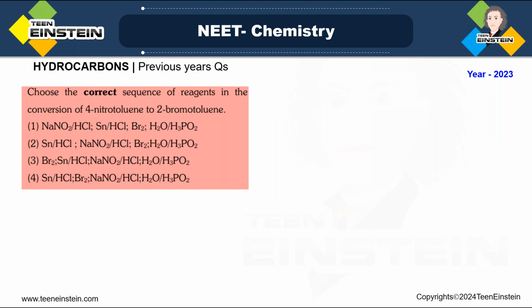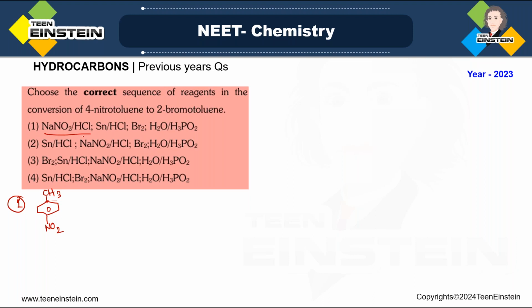Choose the correct sequence of reagents in the conversion of 4-nitrotoluene to 2-bromotoluene. So what is 4-nitrotoluene? We'll start with 4-nitrotoluene and try to apply all the reagents one by one so that we can choose which one is actually correct. At the 4 position CH3 and at the other position NO2. So this is 4-nitrotoluene. Now suppose you are following option 1, why is it absolutely not possible?